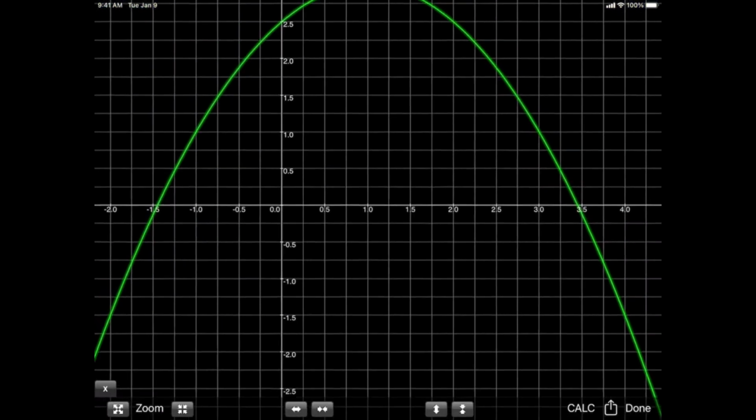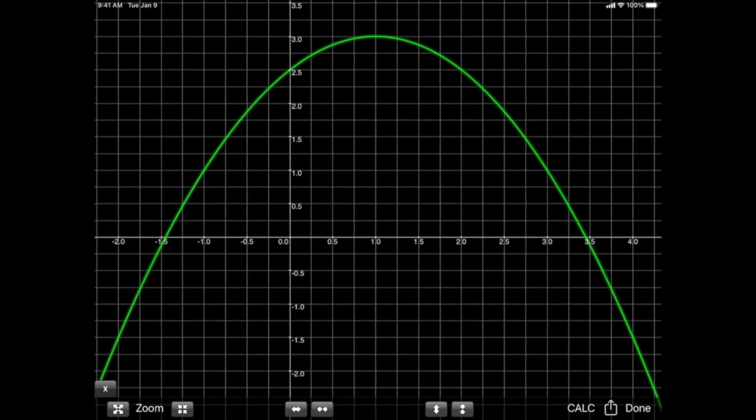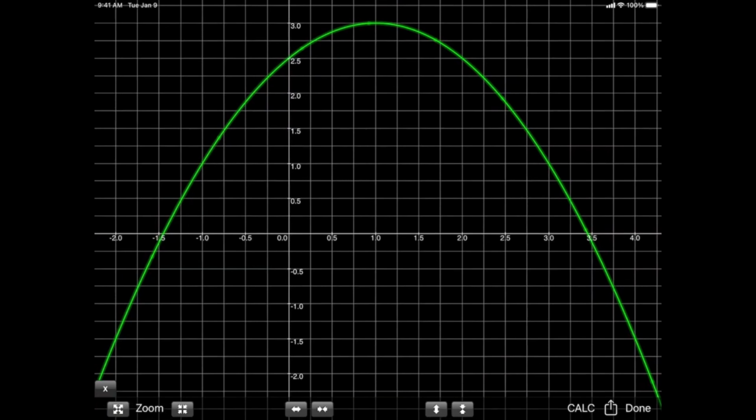I can already tell they're not going to be whole numbers. Can you see those two numbers there? So I know it's around -1.5 and 3.5. You can write that down. At least we know where it's kind of at.